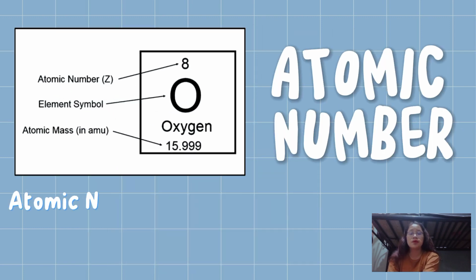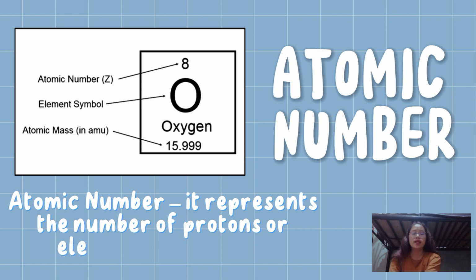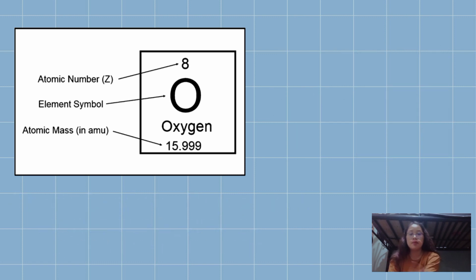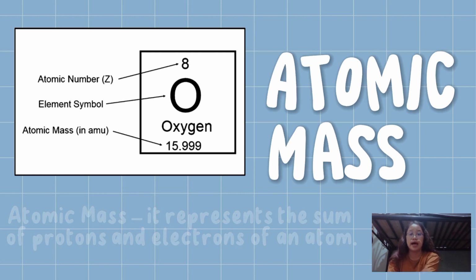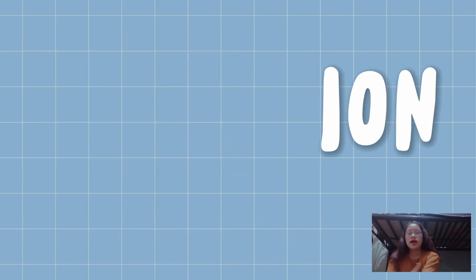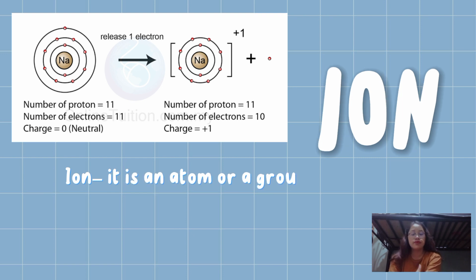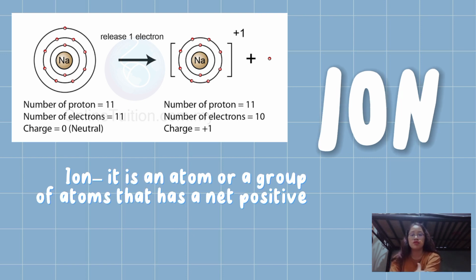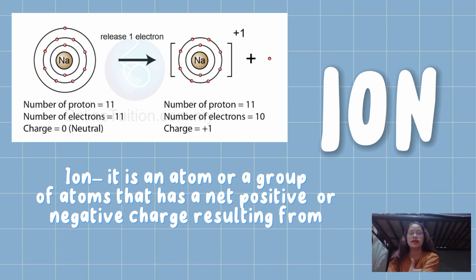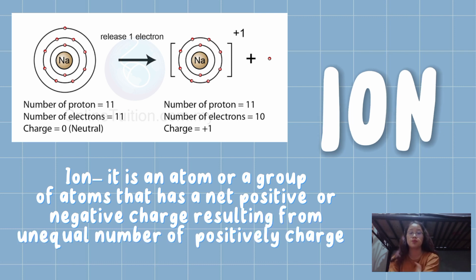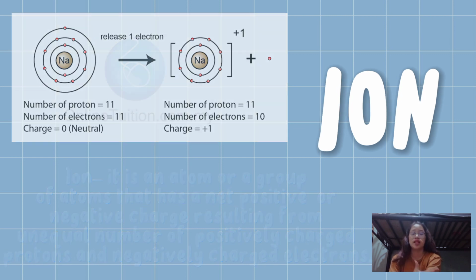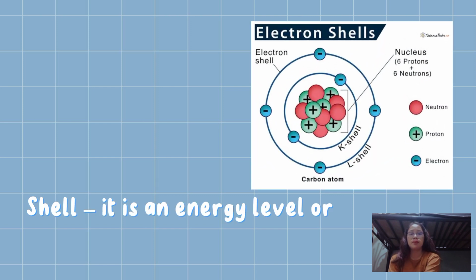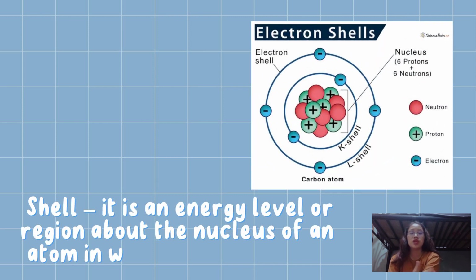Atomic number represents the number of protons or electrons of an atom. And atomic mass represents the sum of protons and neutrons of an atom. Ion is an atom or a group of atoms that has a net positive or negative charge resulting from an unequal number of positively charged protons and negatively charged electrons.